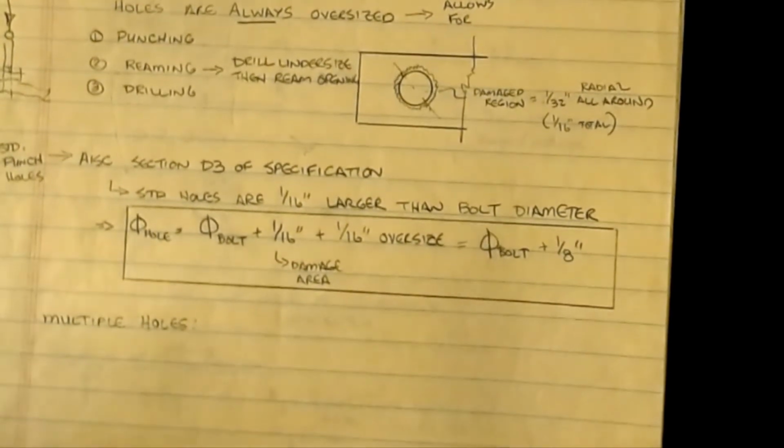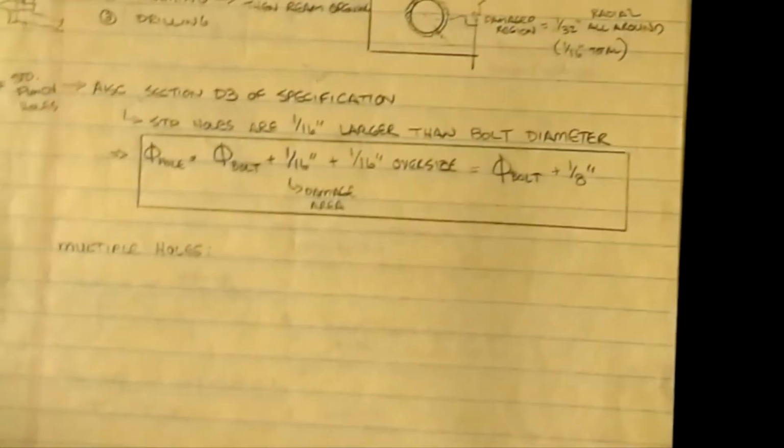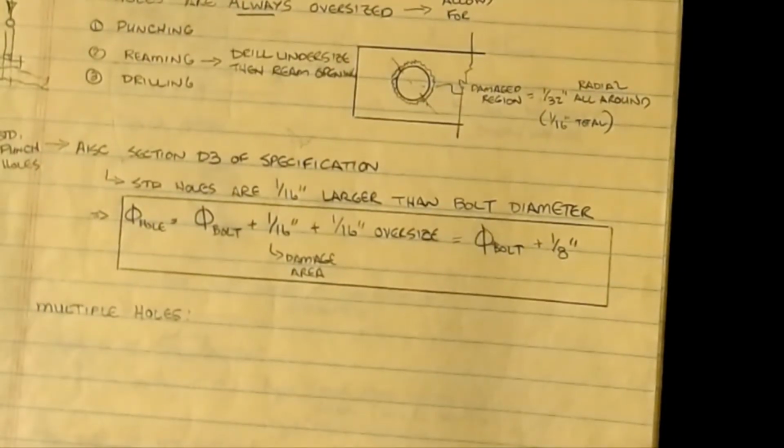In addition, I also need to oversize the hole in order to be able to fit the bolt through. I can't have a hole that is 3/4 of an inch and expect to be able to put a 3/4 inch bolt in it. You have to have a little bit of room beyond the size of the bolt, which is what we call the oversize.